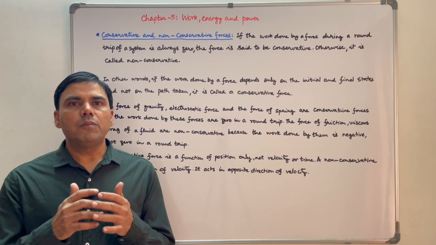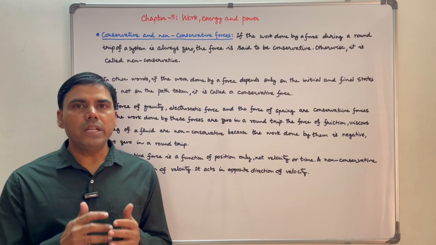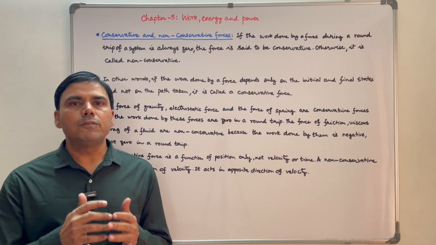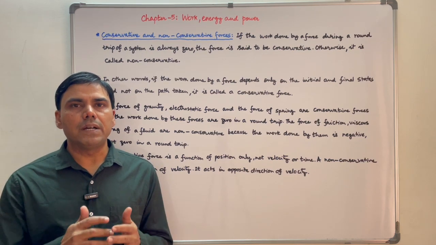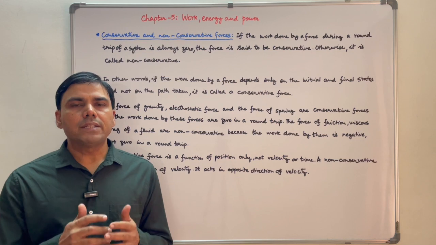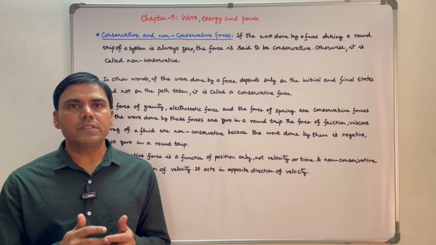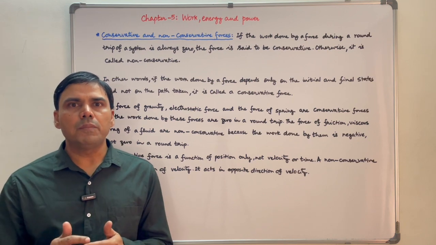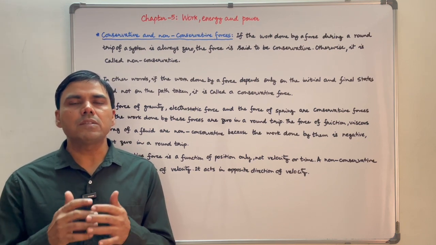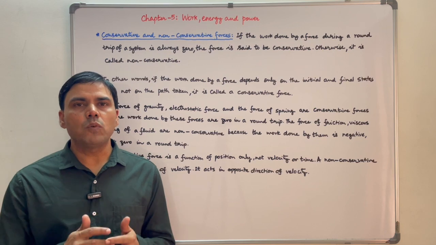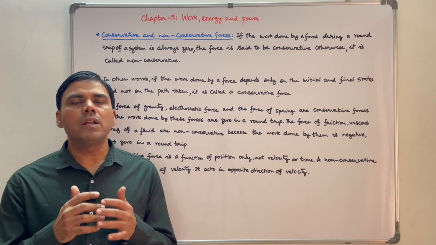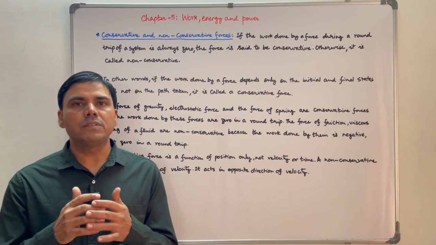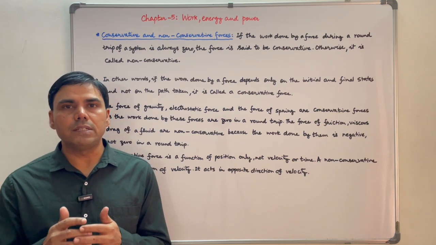And second, if the work done by a force depends only on the initial and final states and not on the path taken, then the force is called conservative, otherwise non-conservative. For example, gravitational force, electrostatic force and spring force are conservative forces, as the work done by them during a round trip of a system is always zero, whereas friction force and viscous drag of a fluid are non-conservative forces, as the work done by them during a round trip of a system is negative, not zero.